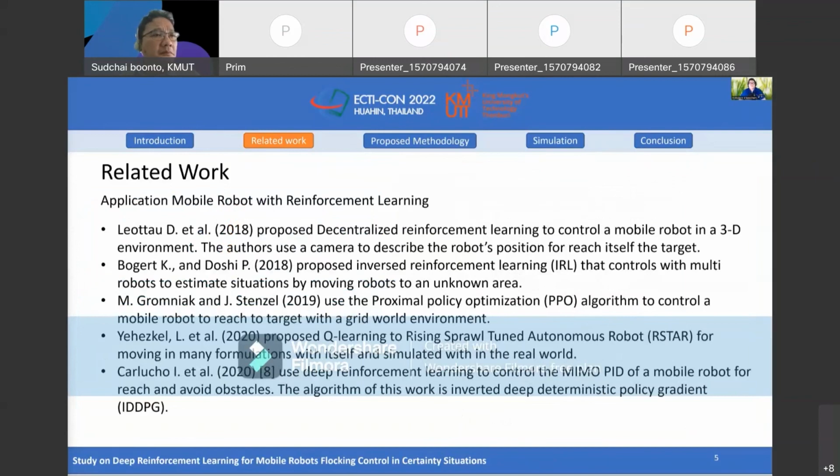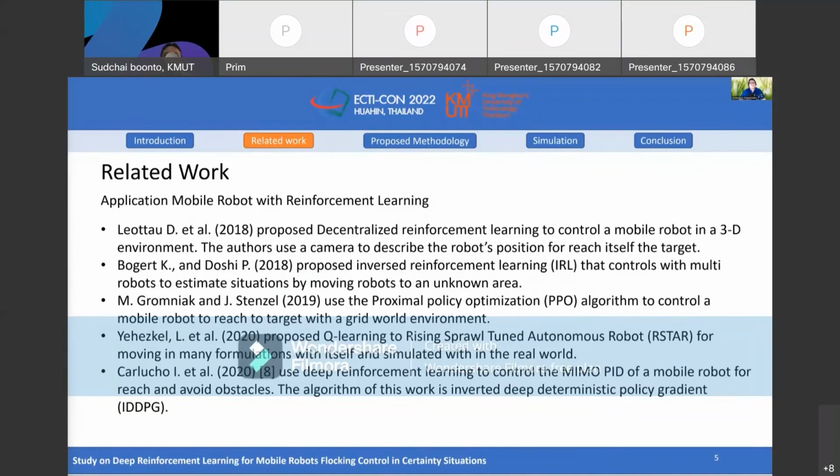And in the related work, for applications of mobile robots with reinforcement learning, I will give you four or five example papers. The first is Lector et al., who propose decentralized reinforcement learning to control a mobile robot in a 3D environment. Roberts and Doshi propose inverse reinforcement learning that controls multiple robots to estimate situations by looping robots into an unknown area. Gronauer and Diepold use a proximal policy optimization algorithm to control a mobile robot to reach a target in a grid world environment.